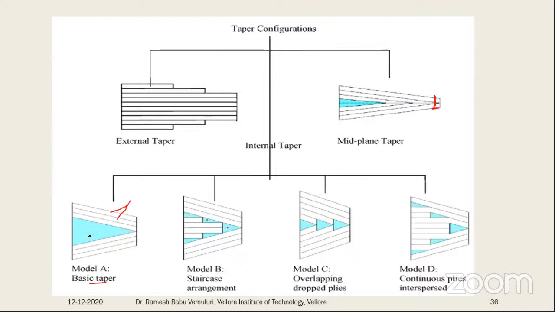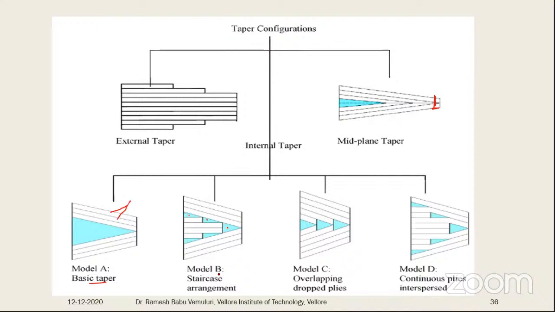As well as one more thing, only the matrix is kept here, so it won't be a strengthened member. So this member cannot withstand more loads. So that's why this basic taper is not that efficient a model.